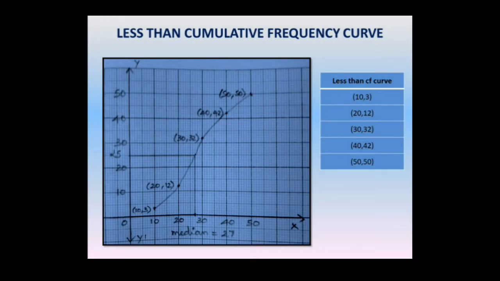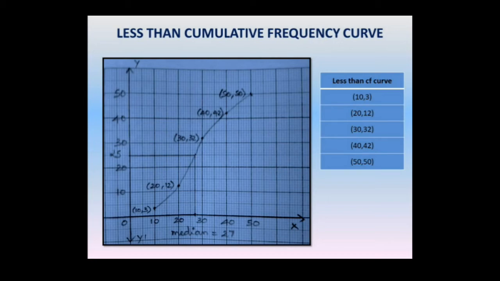After getting the curve, from the point 25 along the y-axis, you draw a horizontal line to meet the curve. From the point where it touches the curve, you drop a perpendicular line to meet the x-axis. The point at which it meets the x-axis is going to be the median mark. From the graph you can see that the median mark is 27.